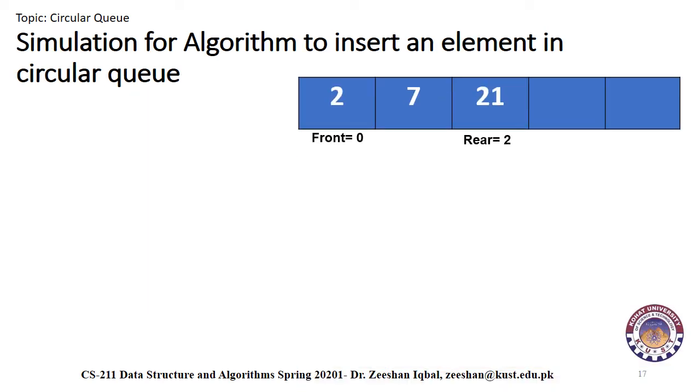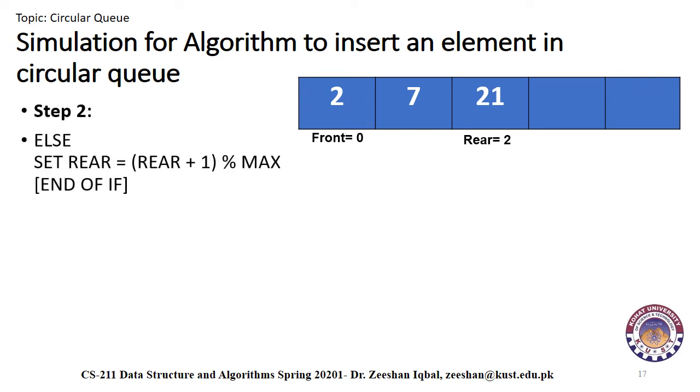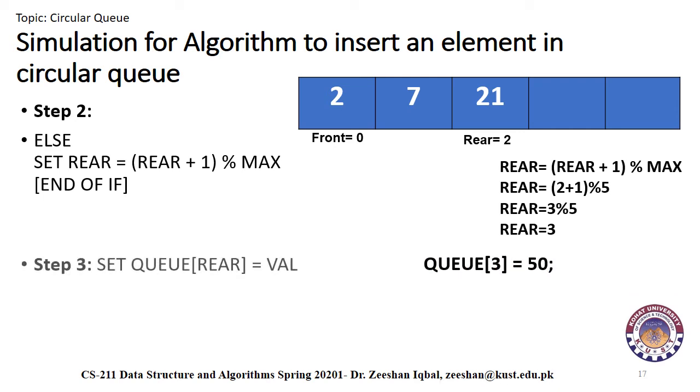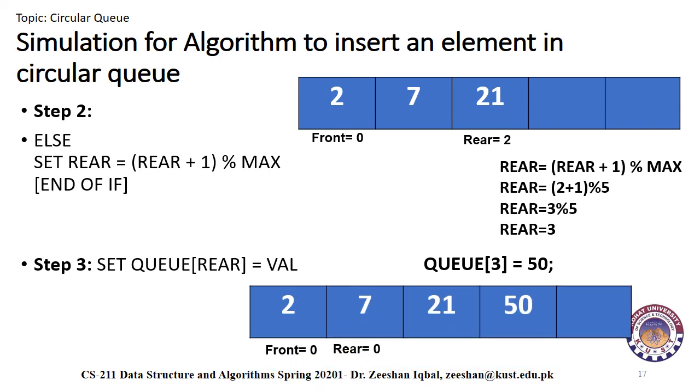Suppose we have a case where the queue has 3 elements and the front value is 0 and the rear value is 2, as shown in the figure. In almost all other cases, except the previous 3 discussed cases, rear will be set to (rear + 1) % max. By calculating this equation, it results in this. Suppose we want to add 50 as the new value, control will move to step 3 and will set queue[3] equal to 50. After the insertion, the queue will be like this.